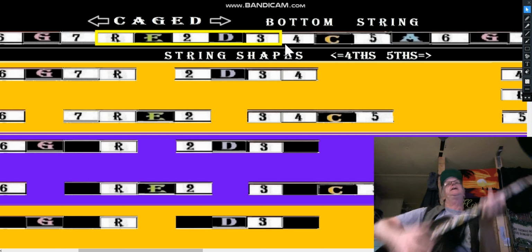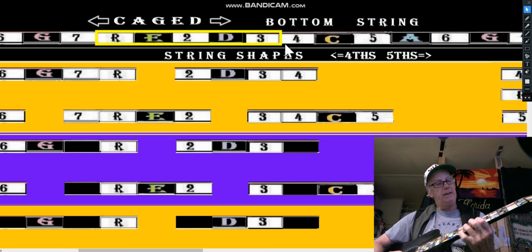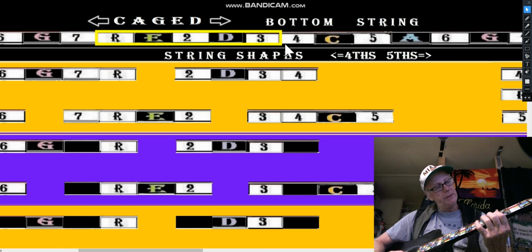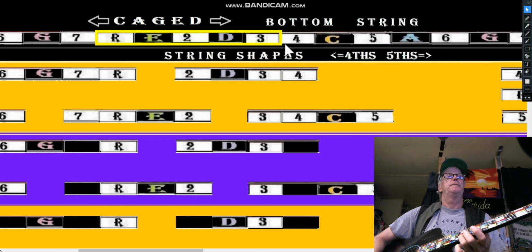So from that E, it would be root 2, 3, 4, 5, 6. And then we go into the E pattern there, 7, root 2, 3, 4, 5, 6, 7, root 2, 3, 4. Now this note right here is an A, and that is the fourth of E. Should be.